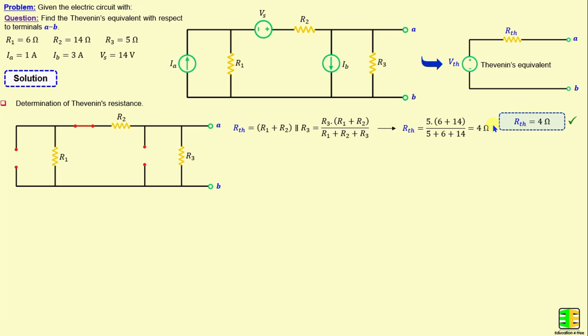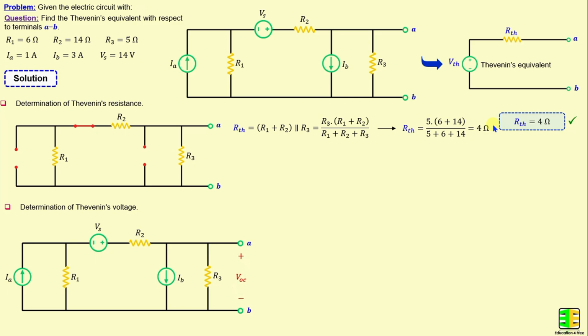After finishing the determination of the Thevenin resistance, we proceed to calculate the Thevenin voltage. The Thevenin voltage is basically the open circuit voltage calculated between terminals A and B. To find the open circuit voltage VOC, I will apply Kirchhoff's laws.